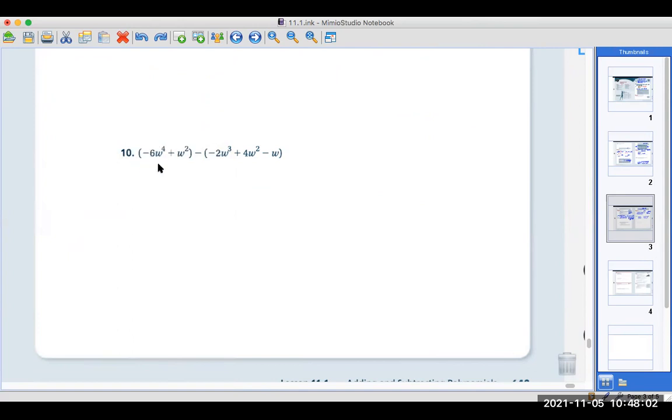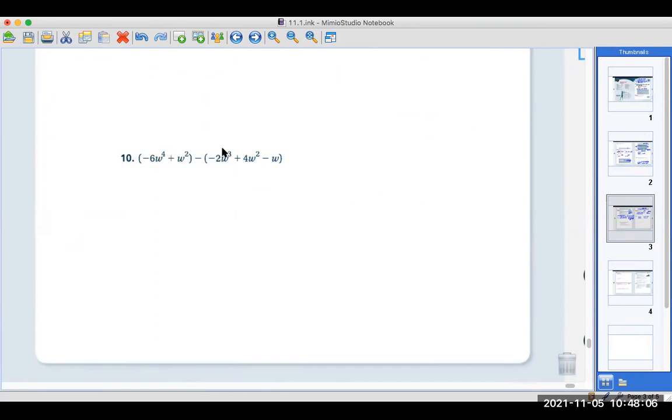The first part, don't worry about. The second part, you need to change all the signs because we're subtracting, right? And I like to rewrite it. We'll do the horizontal way one more time. So that's a plus. That's a minus. And that's a plus.